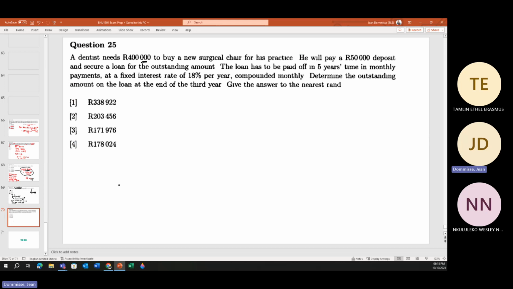Okay, so a dentist needs 400,000 to buy a new surgical chair for his practice. He will pay a 50,000 deposit and then secure a loan for the outstanding amount. Okay, so already when you get that information, the loan that he is going to secure is for 400,000 minus the 50,000. So the loan is going to work around for 350,000. Okay, the loan has to be paid off in 5 years' time in monthly payments at a fixed interest of 18% per year, compounded monthly. Determine the outstanding amount on the loan at the end of the third year. Give the answer to the nearest rand.